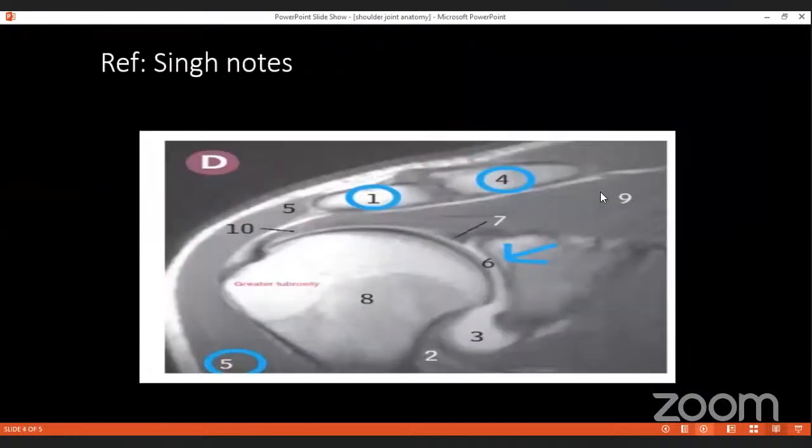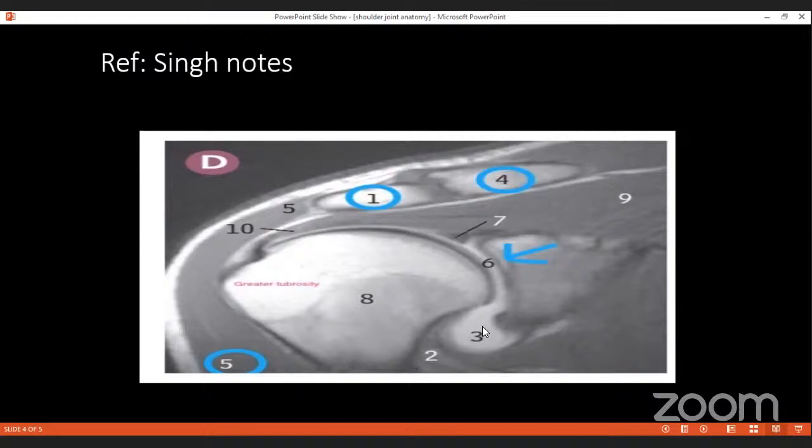Can you please tell me what you are looking at and identify structures 1 to 10? This is an MRI image of the shoulder joint. What is 1? The acromion process. This is the acromion. Two is the quadrangular space, whose contents are the axillary nerve and circumflex vessels.